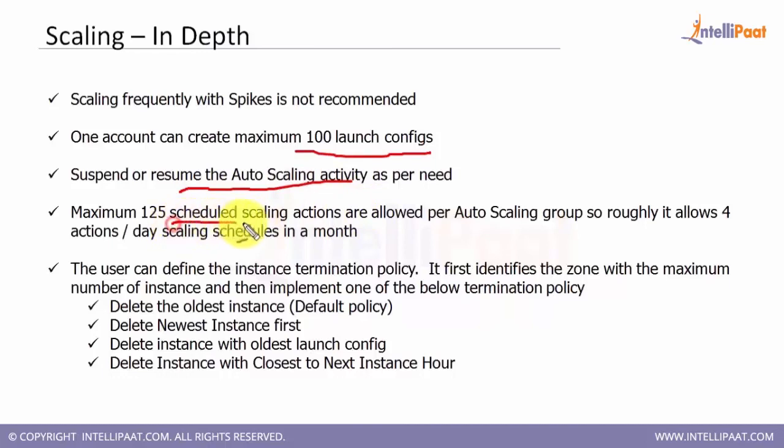You can have a maximum of 125 scheduled actions for an auto scaling group. So every day it can have 4 actions allowed per day. That's possible.